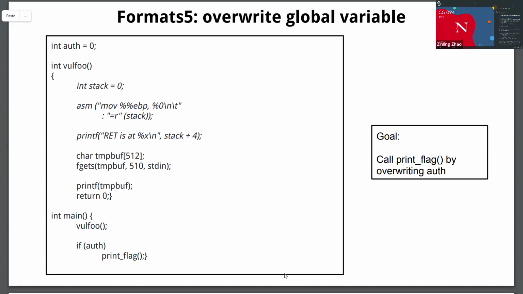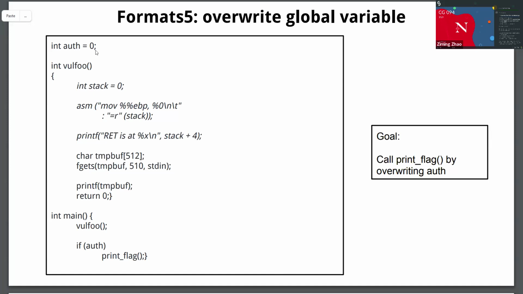So the next one we're going to look at is format string 5, and we're going to use multiple approaches to hack this one. First, we have a global variable auth. It's a global variable, not on the stack. It is initialized to 0 here. However, if it's not 0, we're going to print the flag for you. So one of the goals here is to overwrite the global variable auth.